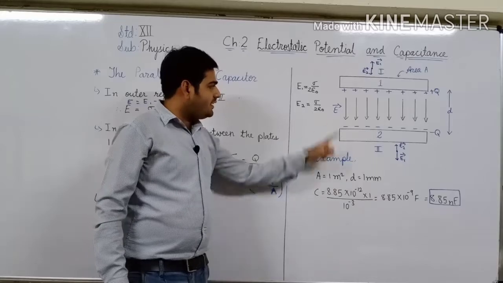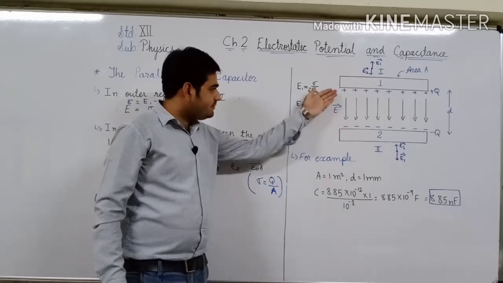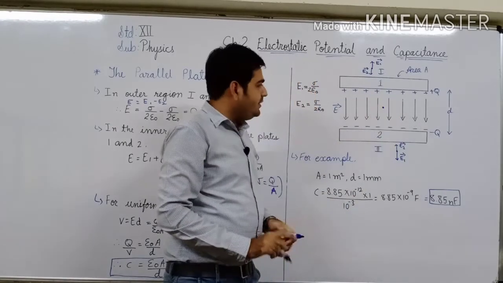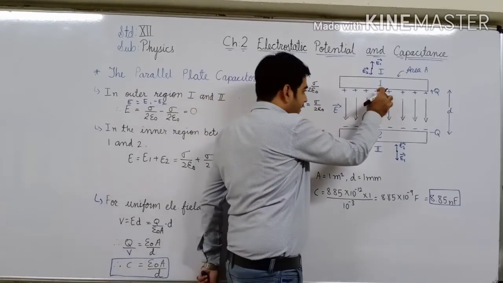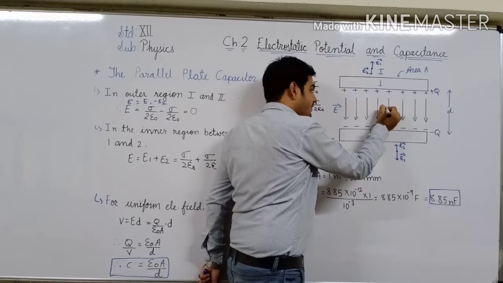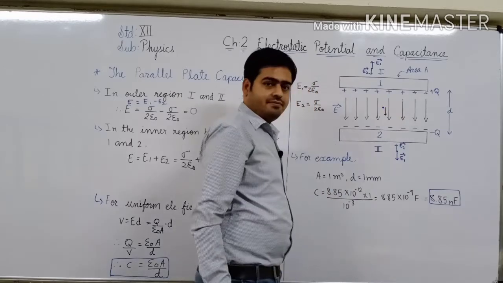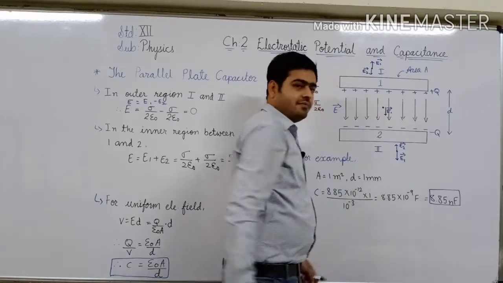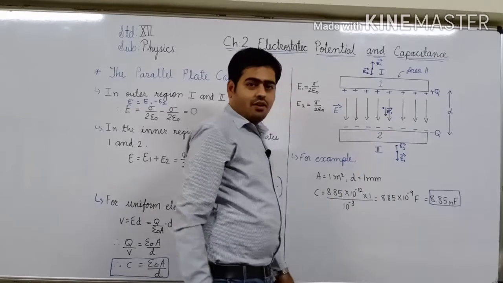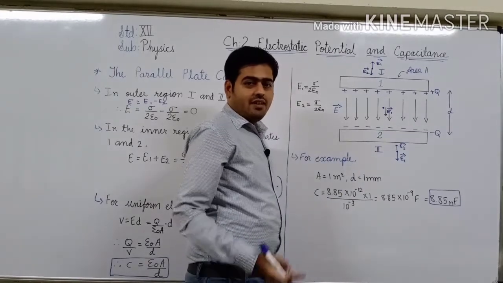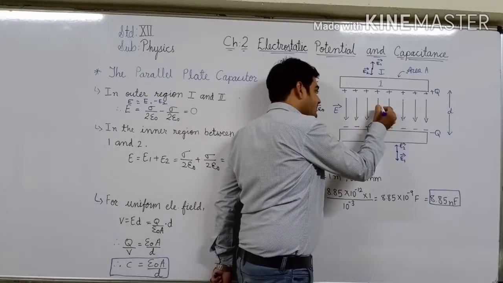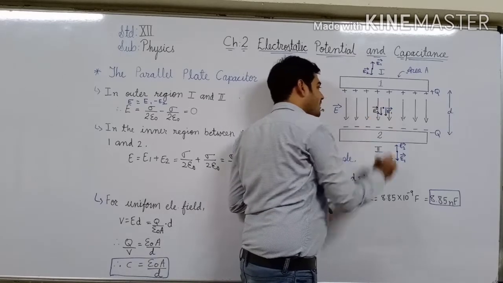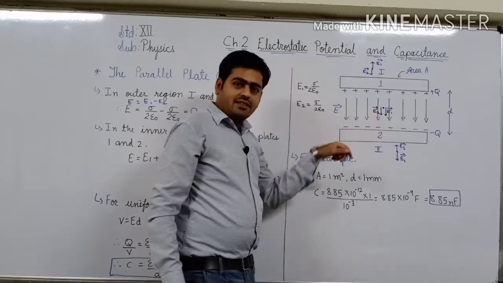Now let me find the electric field between the two plates of the capacitor. If I consider any one point between these two plates, then electric field due to the first plate is in this direction. This is called E1 vector. And on the second plate, which type of charge is present? Negative charge. Due to negative charge, electric field is towards the charge. So here we can write E2 vector. E1 vector and E2 vector are both in the same direction.